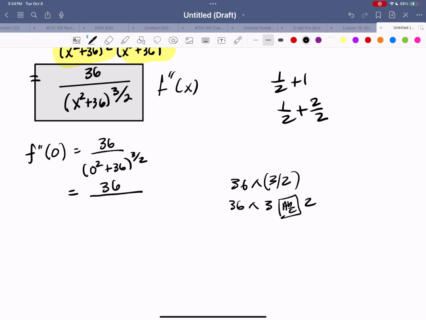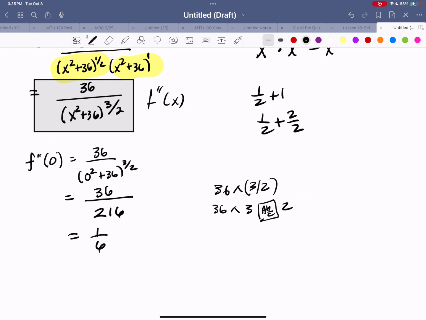It really means the square root of 36 to the third. So it means 6 to the third. Should come out to 216. Let's see, 36 raised to the 3 fraction key 2 is 216. And then 36 fraction key 216 reduces to 1/6. So the second derivative at 0 is 1/6.